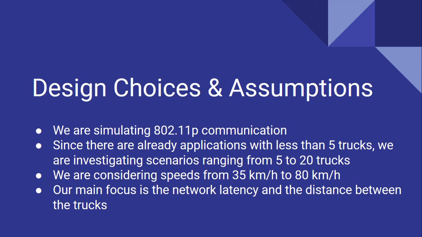So, what were the design choices and the assumptions that we made along this journey? We first decided that we're going to be simulating Wi-Fi P communication. Also, judging by the literature we had studied, we noticed that there are already applications with fewer than 4 or 5 trucks, and we thought that it would be better to investigate scenarios with more trucks. Our limit was 20. We're also considering average truck speeds ranging from 35 km per hour to 80 km per hour. Our main focus is the network latency and the distance between the trucks. These are the parameters that we're looking out for.